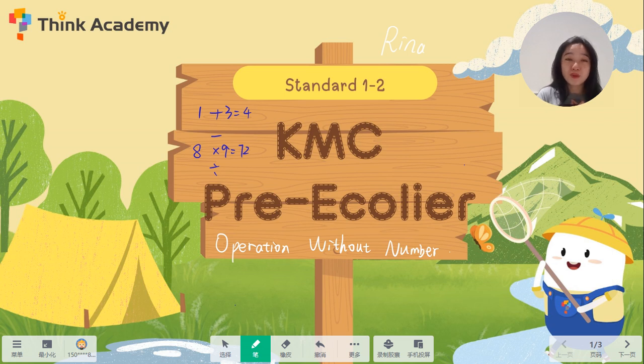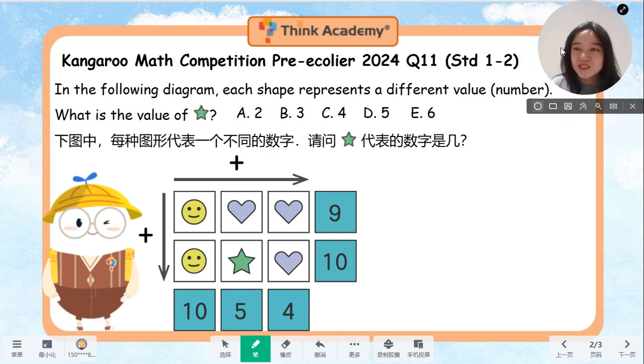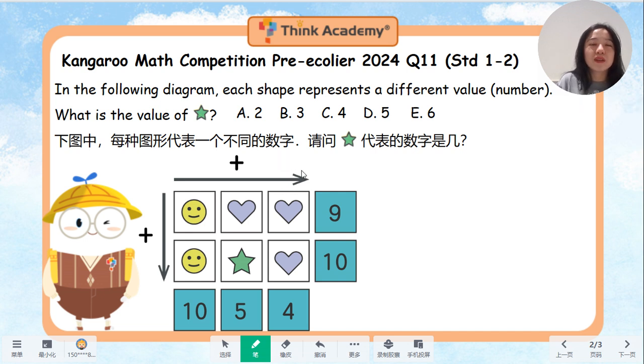But all of us know that Kangaroo Math questions are really fun and very creative. So sometimes this type of problem would not even have an operation sign, just like last year. In last year's Kangaroo Math competition pre-ecolier paper, question number 11 is related to operation without numbers. In the following diagram, each shape represents a different value. The value means number. What is the value of the star?